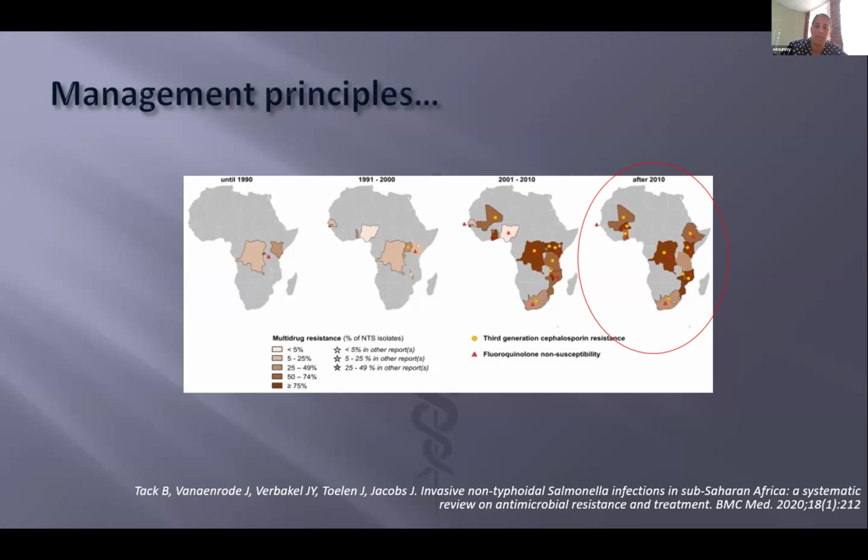This is also just to bear in mind if you have patients who have traveled from other parts of Africa or even the Indian subcontinent, that these patients may have strains with cephalosporin resistance or quinolone resistance. It's something to always consider if the patients are not improving, because of where they have come from and the resistance patterns in other parts of the world, even though we may not have such a high degree of resistance.